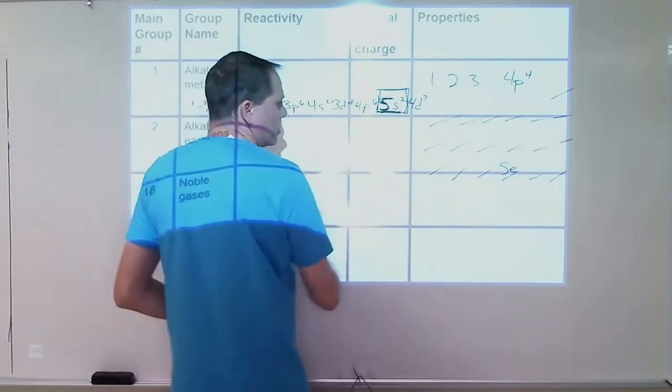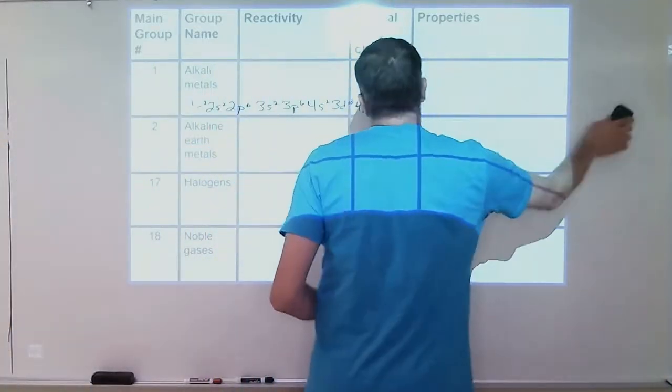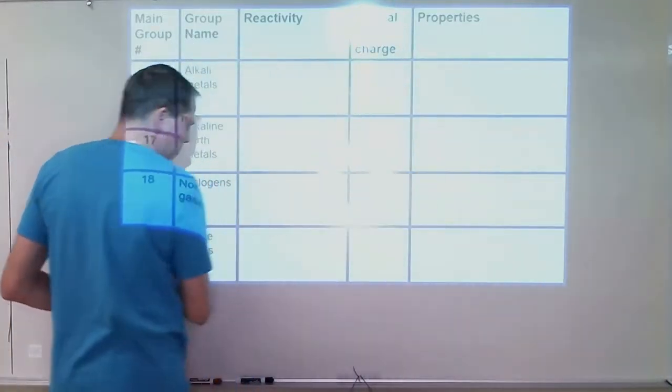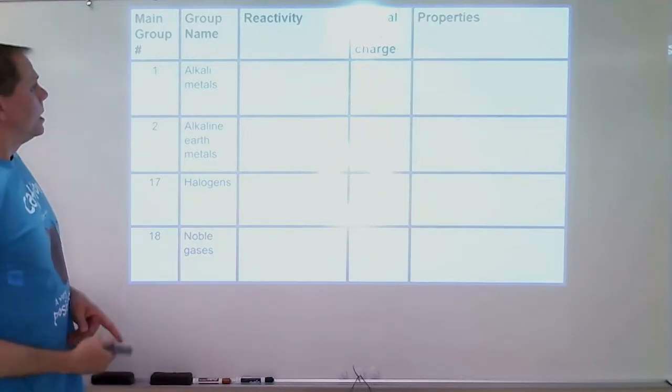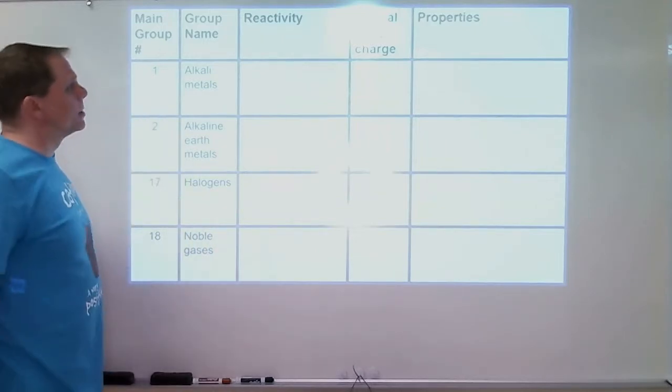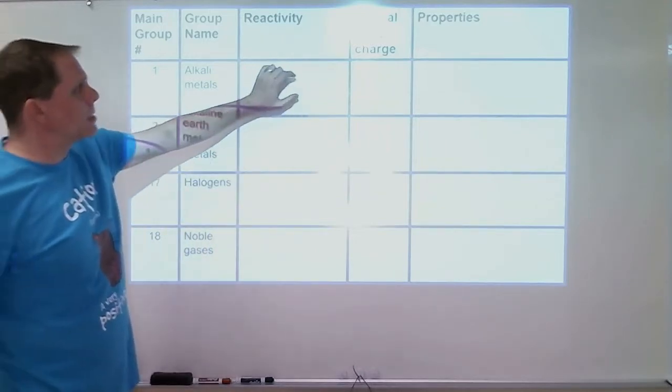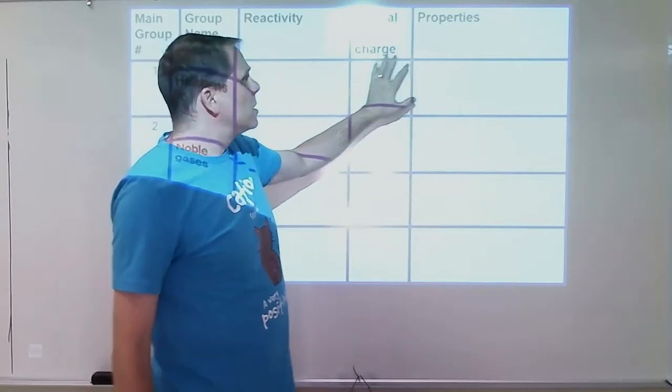Now, you should be able to fill out this table, okay? Now that you have all this information in your brains, you should be able to create this table in your notes. Talk to me about reactivity, the ionic charge, and its properties.